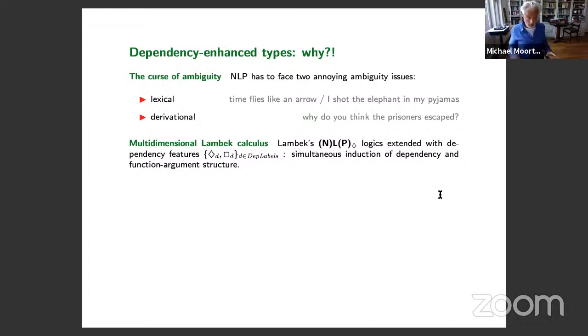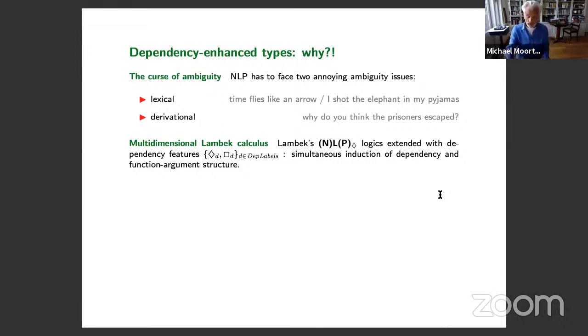Then the other problem is derivational ambiguity. So here, an example would be something like, why do you think the prisoners escaped? Which could be a question either about the reason for your thinking, or it could be a question about the reason for the prisoners to have escaped, for example, because they didn't like the prison food or whatever.